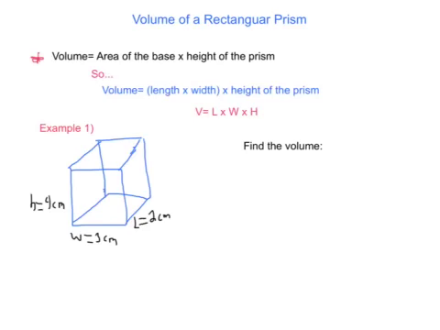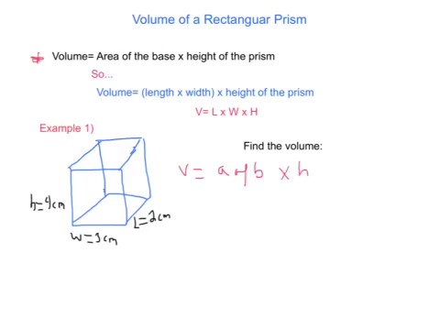So let's try to find the volume for this example. We know that volume equals the area of the base, which is our length times width, as you can see right here, times the height of the prism. Well, let's map this out. Volume equals the area of the base times the height. So our area of our base is going to be length times width, times our height. Our length here is 2 centimeters. Our width is 3 centimeters. And our height is 4 centimeters. Oops, a little messy there. Now we do the work.